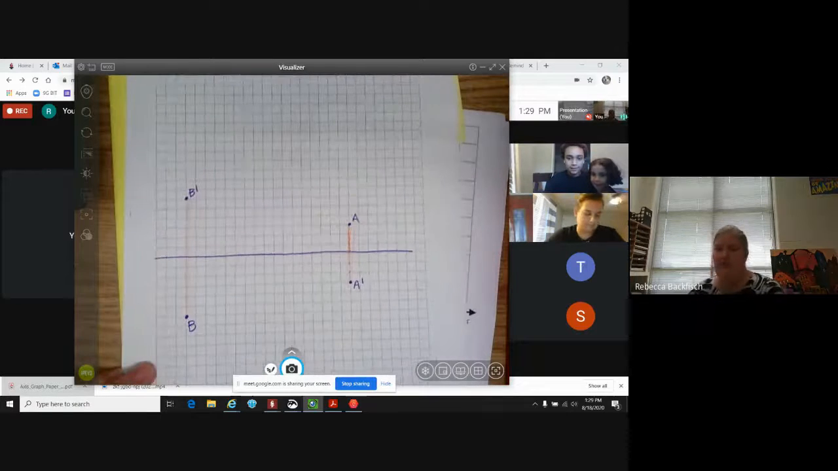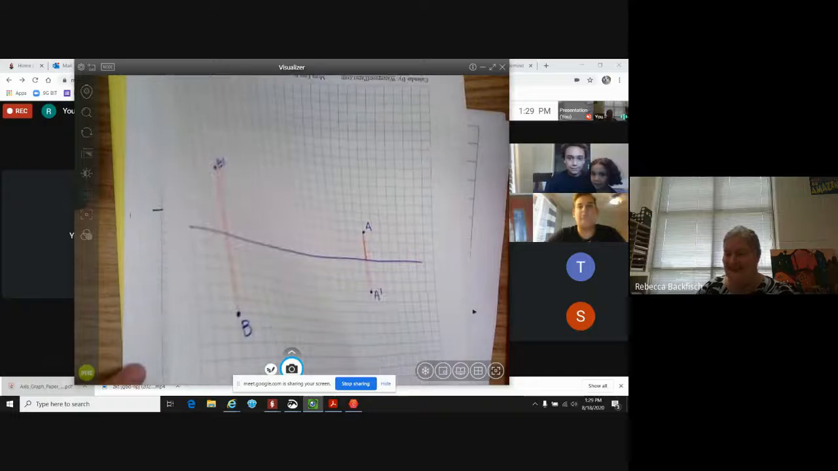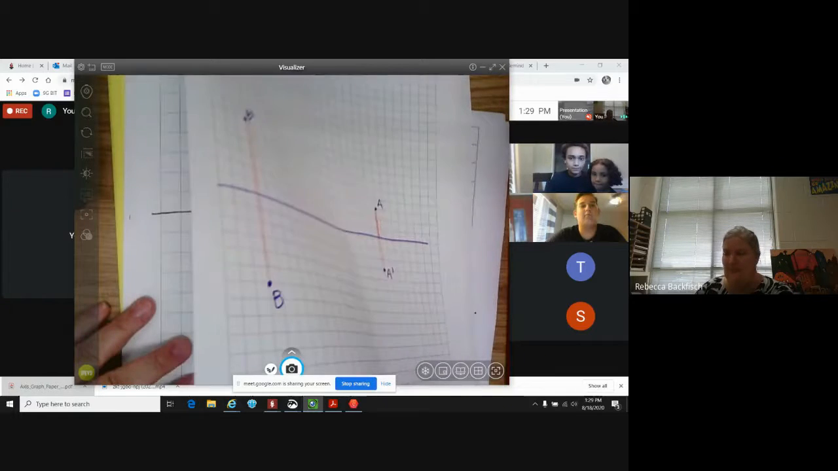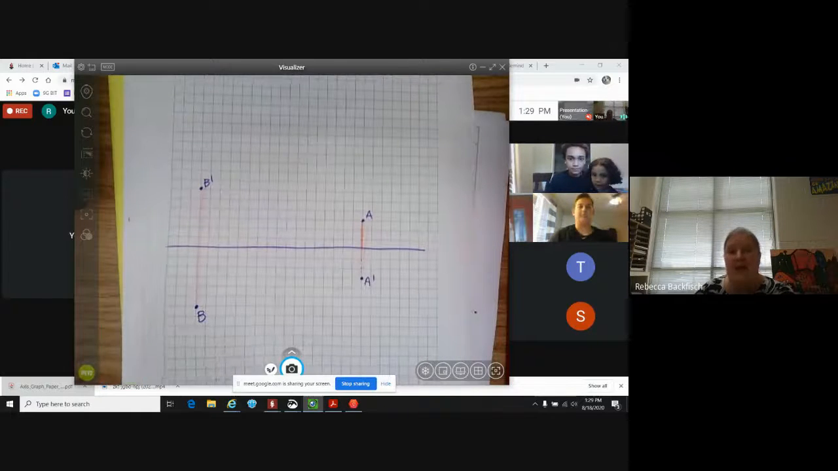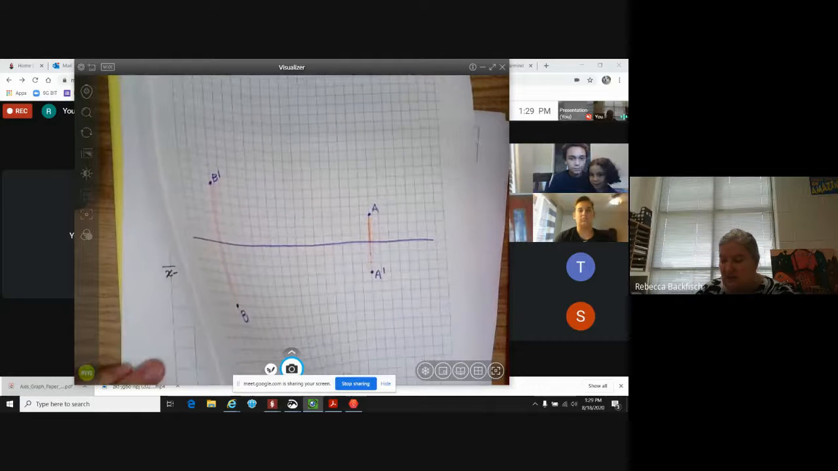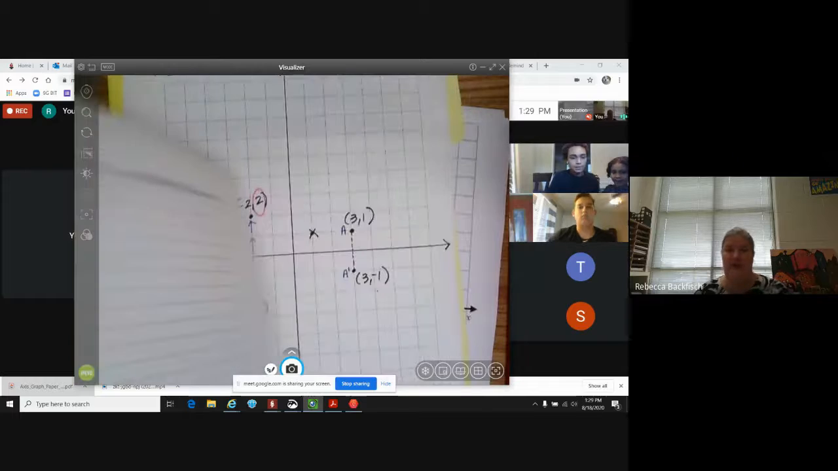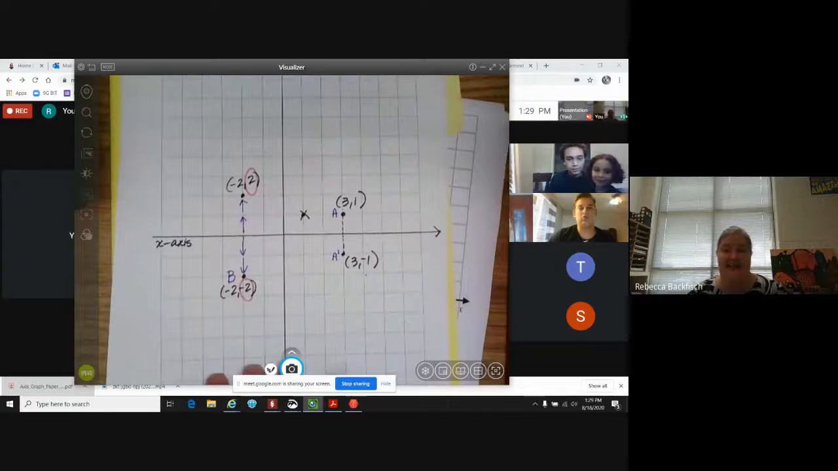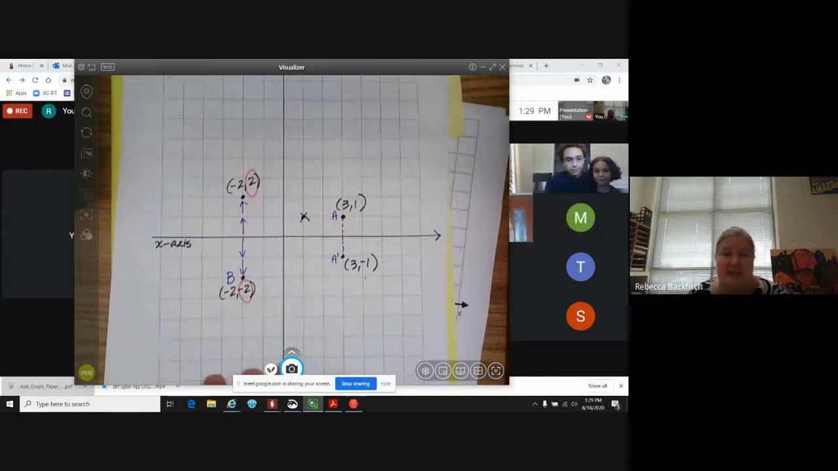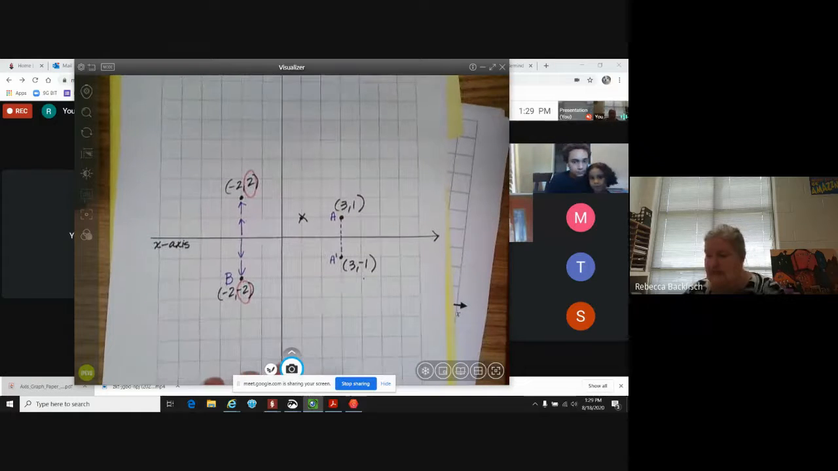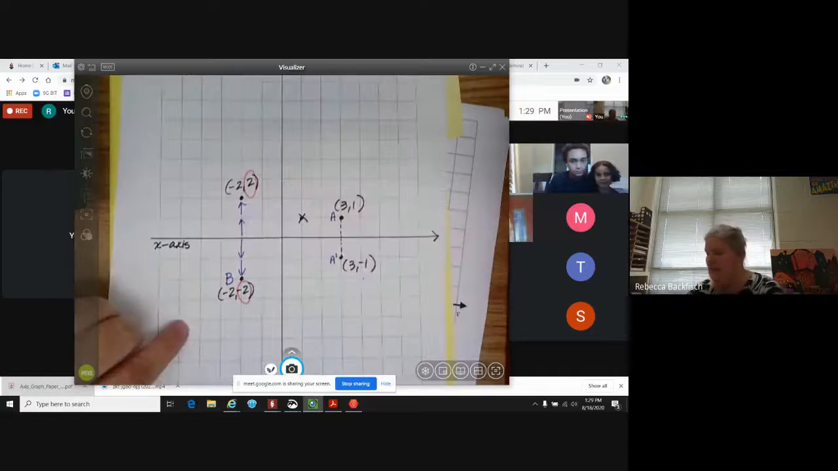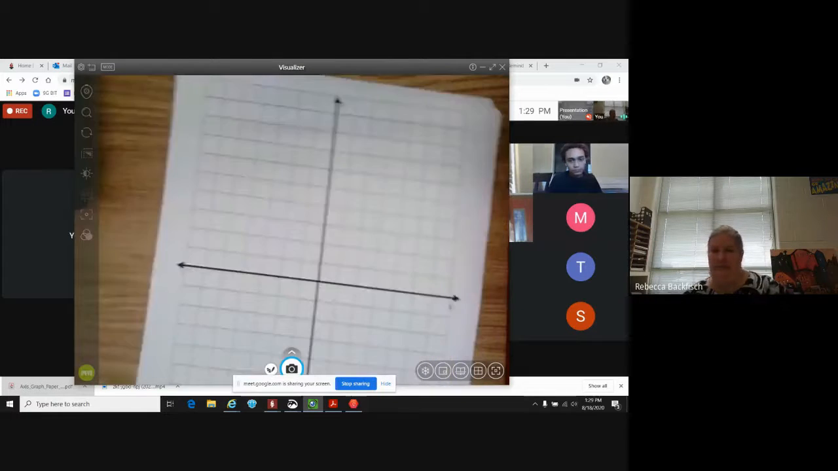Okay, so vertical lines and horizontal lines, the reason they help us so much is because when we're doing reflections, very often we want to go across the x-axis or the y-axis. So here's the x-axis, and these are 2 different points I'm reflecting across the x-axis. They've already been done. Let's just go ahead and do some.